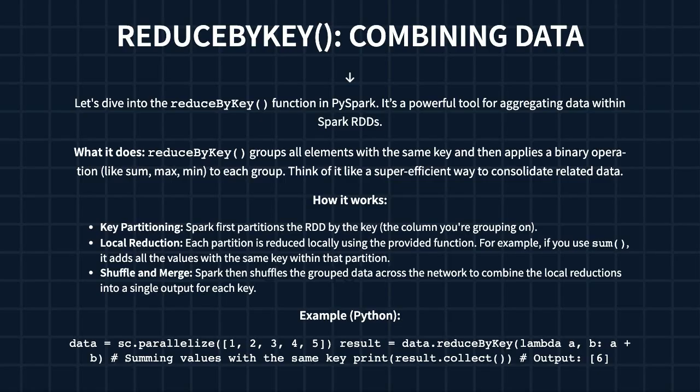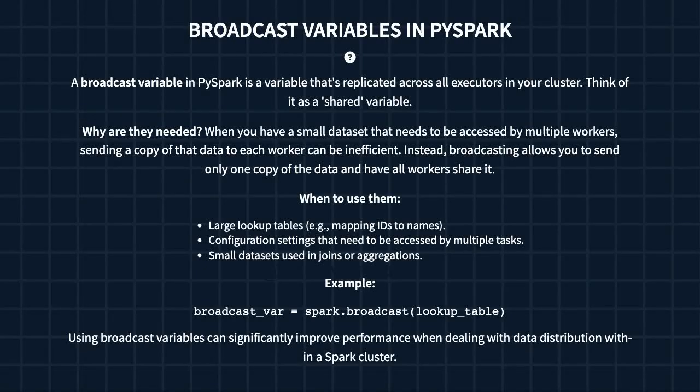First, Spark partitions your data by the key you choose, then it performs the reduction locally on each partition using the function you specify, often something simple like adding up all the values for that particular key. Finally, Spark shuffles and merges these local results together to give you a final result for every unique key in your RDD.